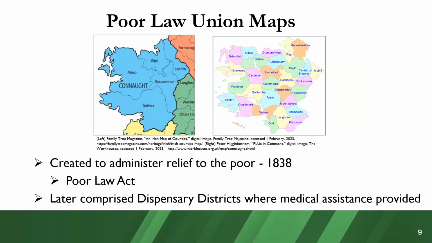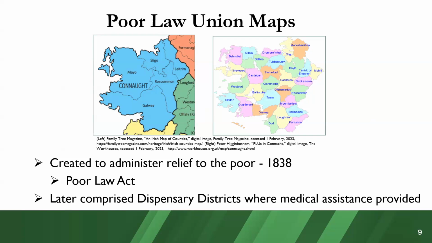Then next we have the Poor Law Unions. These were created back in the early 1800s by the Poor Law Act. Before the Poor Law Act was enacted, the church was in charge of taking care of the poor. Once the government took over, the government decided they needed to divide up each of the provinces and counties into districts in order to administer that relief.